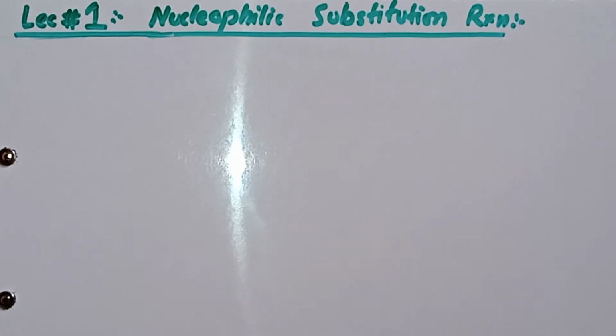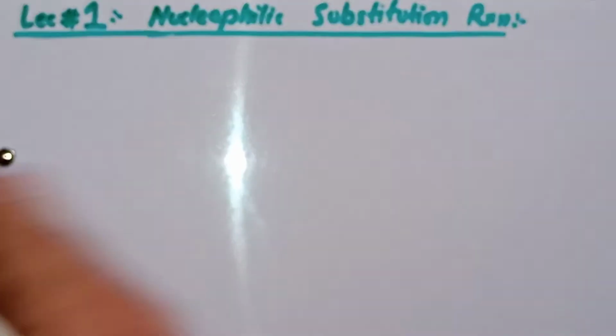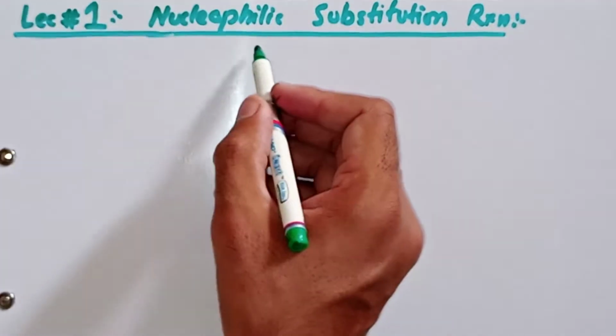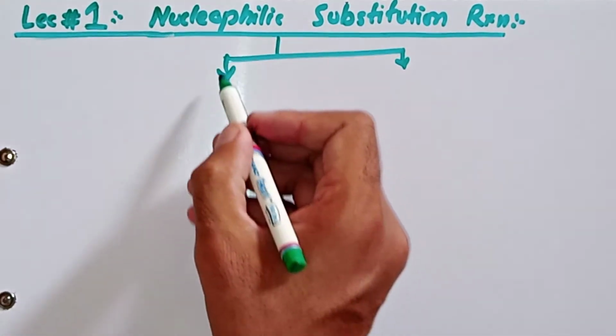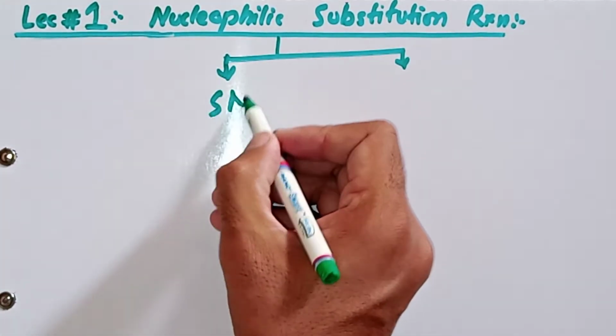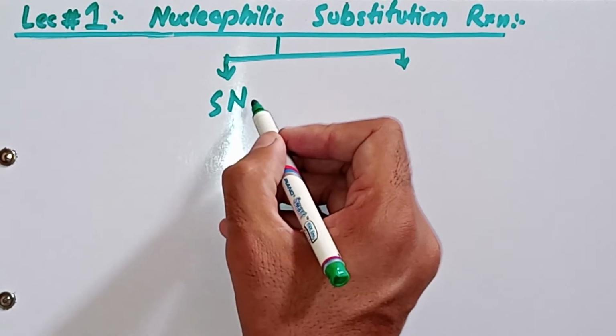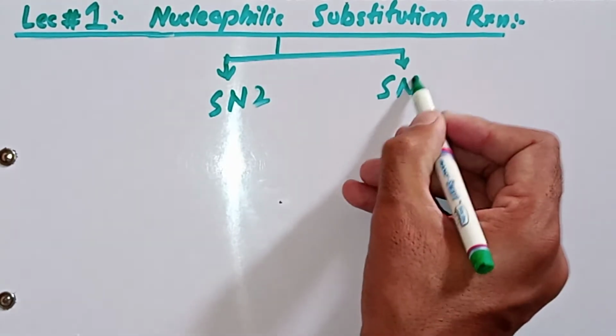Let's start today's topic. Today's topic is nucleophilic substitution reaction, lecture number 1. In this series, all the lectures of nucleophilic substitution reaction will be covered in great detail. First of all, what is nucleophilic substitution reaction? Two different types of nucleophilic substitution reaction will be explained in detail. One is called SN2 reaction, while the other is called SN1 reaction.